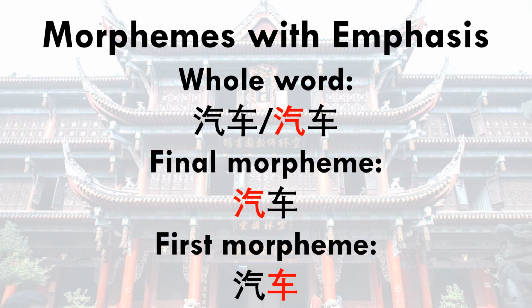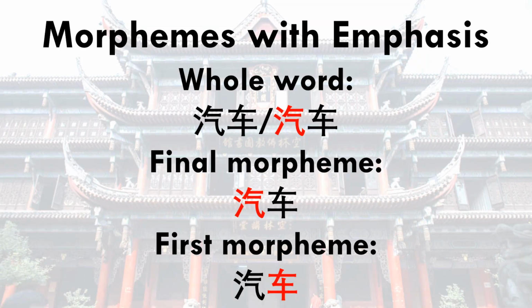Okay, so first we have morphemes with emphasis. How do you treat these? By morphemes with emphasis, I mean any part of the word that you would italicize. That's what I mean. And I could also say words with emphasis, but in Mandarin, a lot of words have two morphemes. And a morpheme usually corresponds with a character.